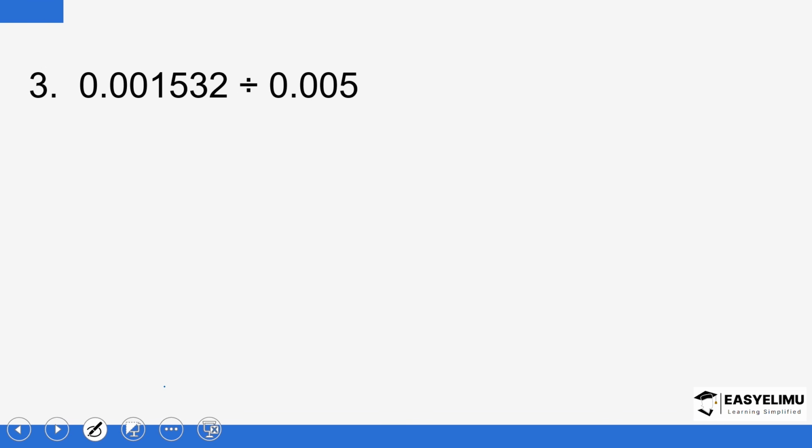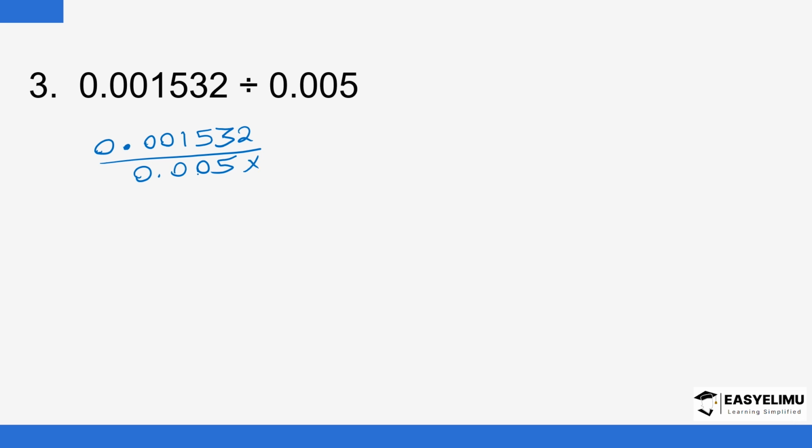So let's see the final example here, number 3, how we do it. The approach is the same. So we have 0.0015 32 divided by 0.005. So what will make the decimal point move from where it is to in front of 5?